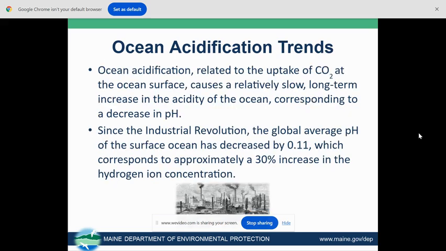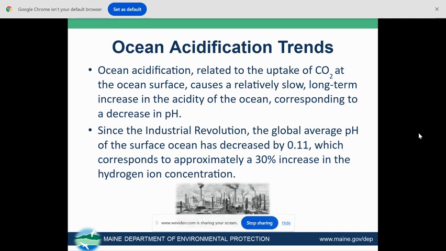All right, so ocean acidification, right? It's caused by the uptake of carbon dioxide at the ocean surface. So where the ocean is interacting with the atmosphere, there is intake of gases from the atmosphere, and whatever gases are in the atmosphere end up getting mixed in with the ocean. Okay, this is causing that decrease in pH.